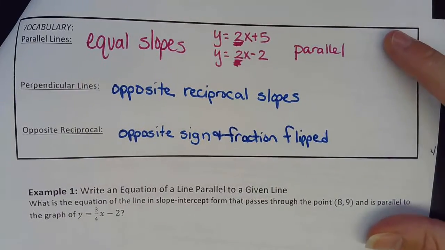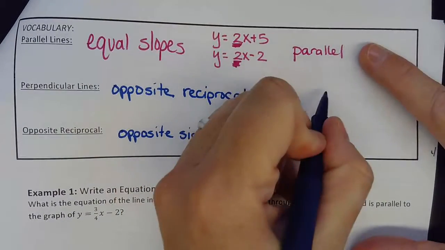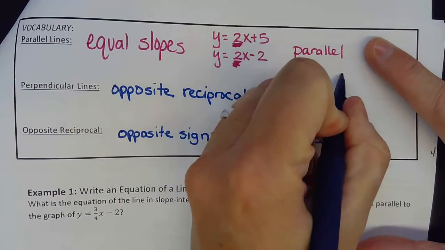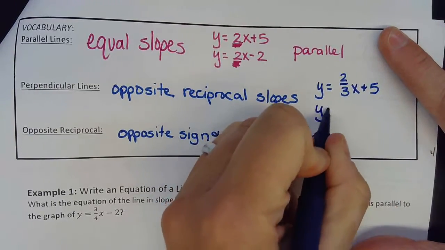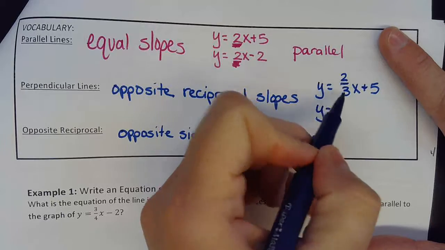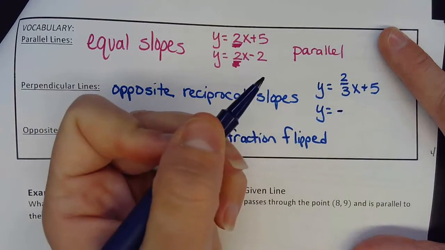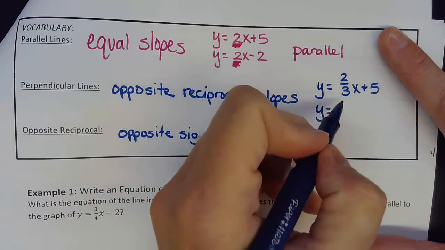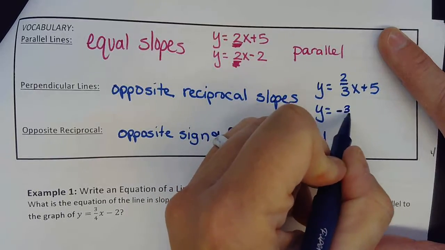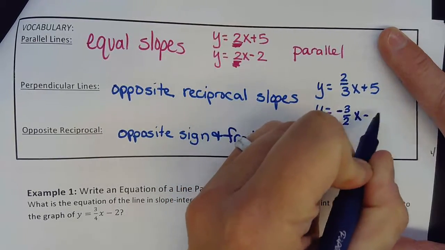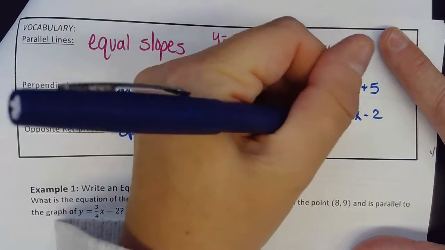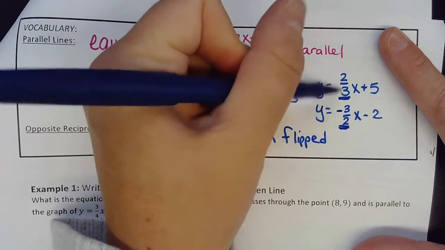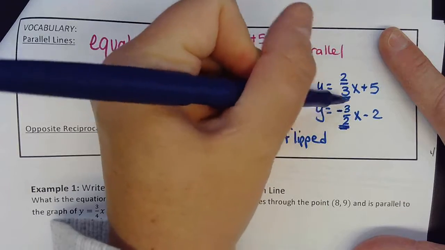So opposite reciprocal slopes. If you have equations, for example, y equals 2/3 x plus 5, then for y equals, opposite would mean the opposite sign, so this one would have to be negative, and the fraction is flipped. If this is 2/3, this one would have to be 3/2 x, and that number doesn't matter. This one is the opposite sign, and it's the fraction flipped.